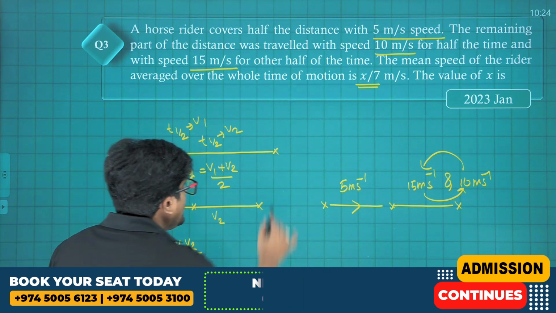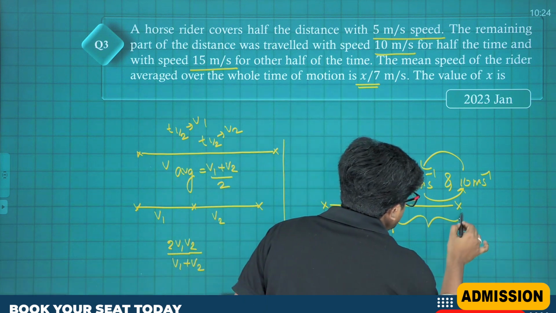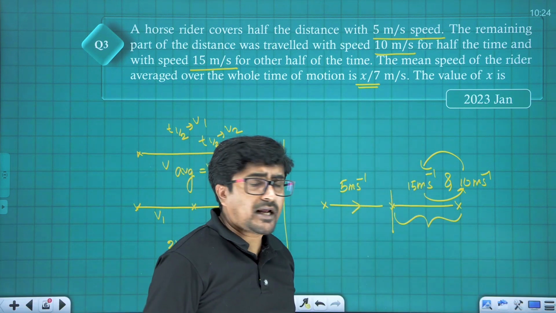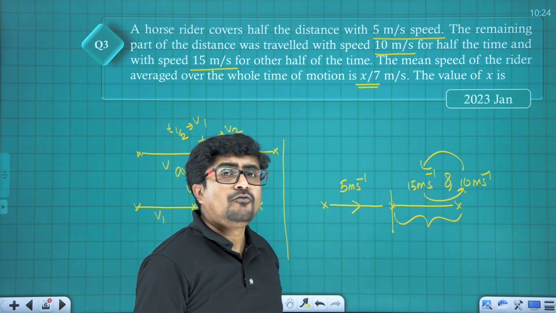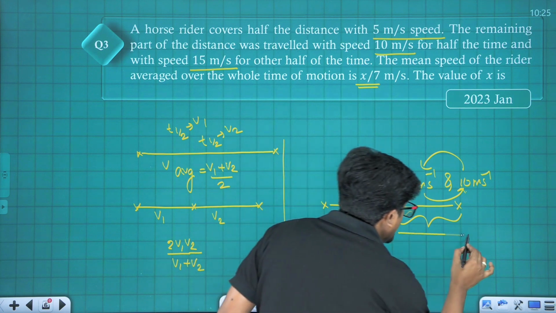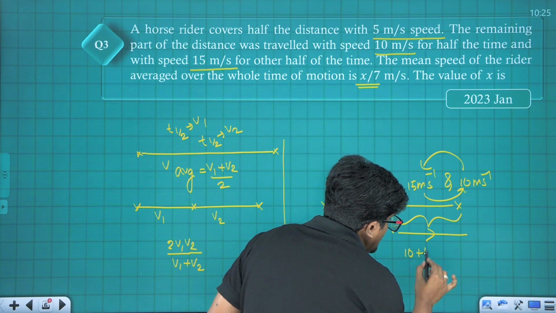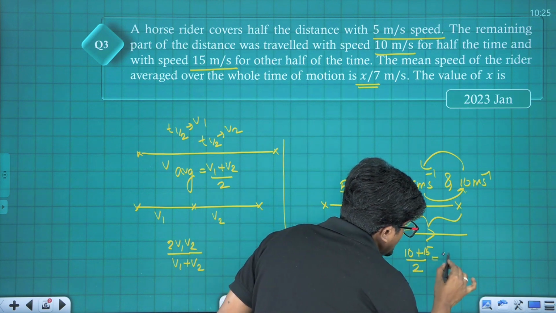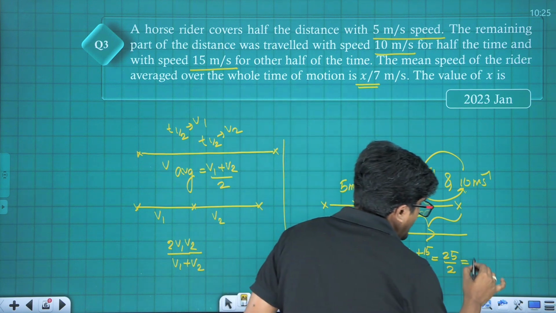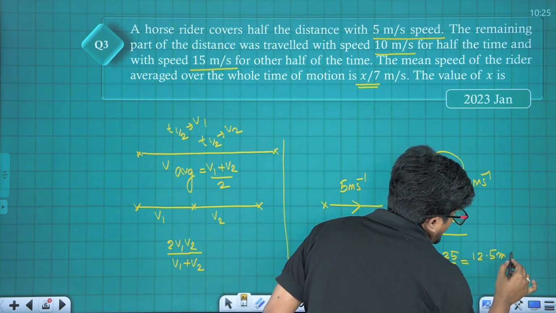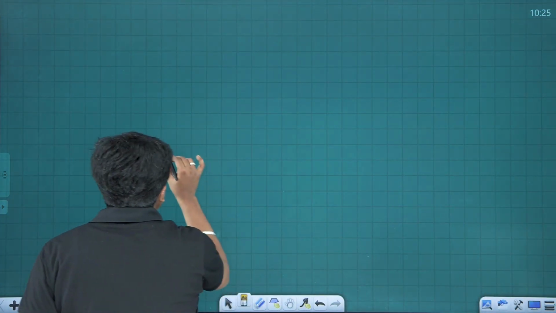Now how to apply this concept in this case? So we need to deal with this part first. Here out of the total time, first half time is traveled with the speed of 10 and second half time is traveled with the speed of 15. So for this particular journey, the average speed is going to be 10 plus 15 by 2, that is 25 by 2, that is supposed to be 12.5 meter per second.